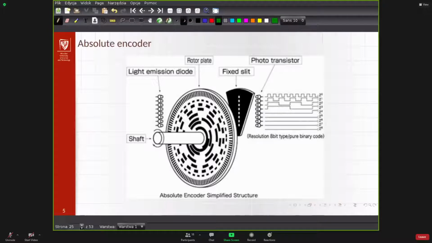It is very useful. Of course, these absolute measurements count only until the full rotation. Yes, so if you make a full turn, you are again in the same position as you were at the beginning, and you need to deal somehow with it if you want to know the angle over more than one full rotation.